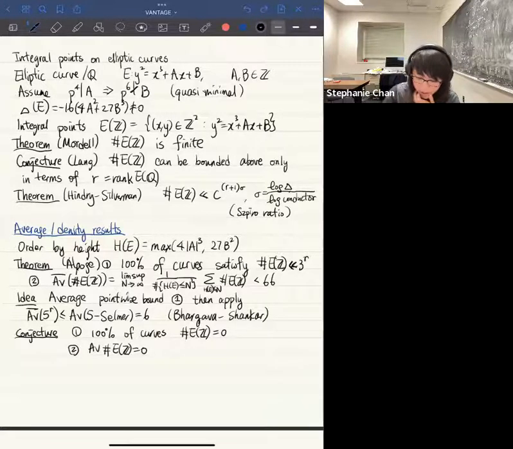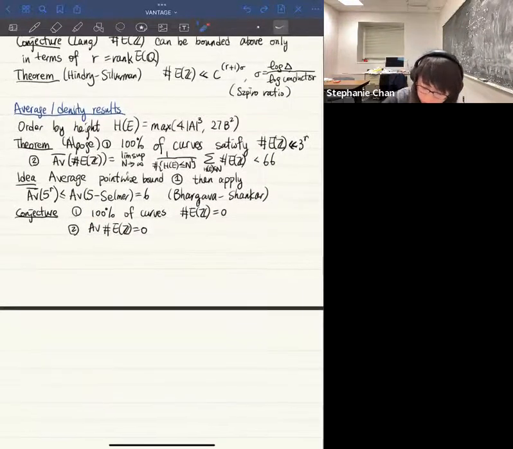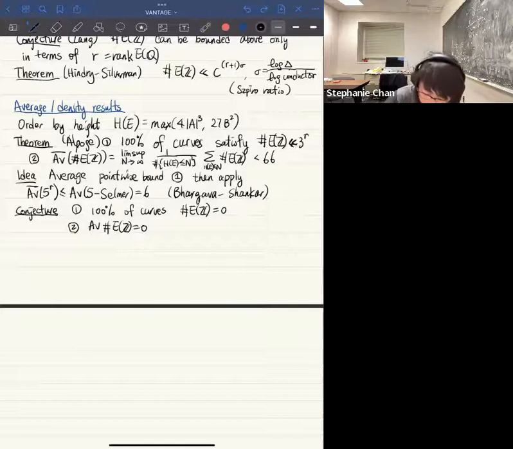So actually the second statement here is stronger than one, because if you write out the sum that we are looking at in the limit, and the number of integral points in the sum is always at least one, and we replace this count by one, then the second statement would imply this first statement, at least this density statement of 100% of curves having no integral points. And so note that two implies one.